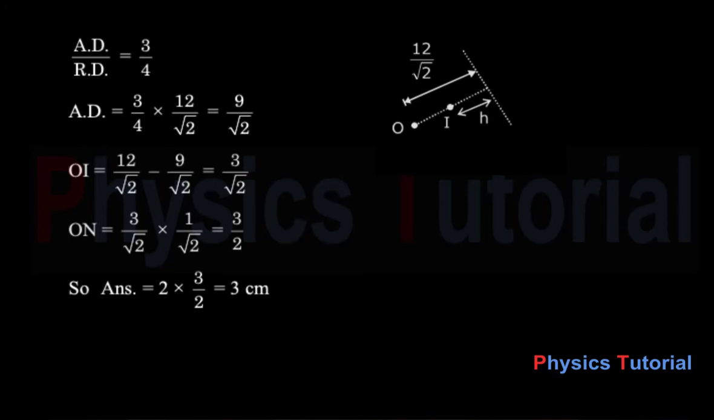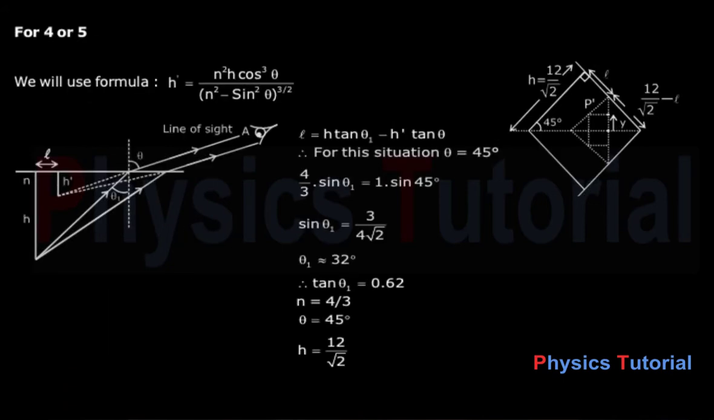So we are writing here 3, and for 4 or 5, if we dictate, we will justify this answer also. We'll use the formula h' equal to n squared h cos cube theta upon (n squared minus sin squared theta) to the power 3 by 2. This formula we have already derived in classes. So here this is the surface and the line of sight is over here. This is at point A, this one is the real depth and that is the apparent depth. Let this be theta, the incident ray angle from vertical.